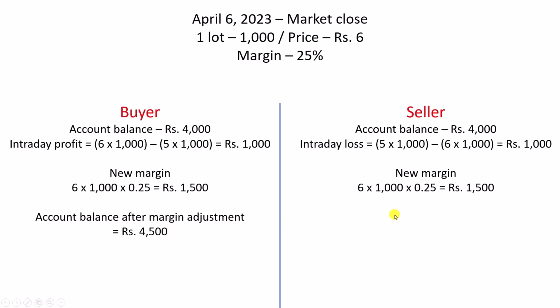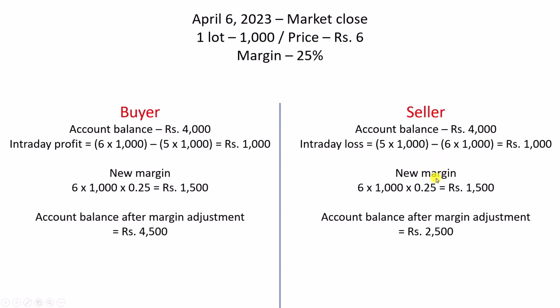Now coming to the seller's account, the seller had 4000 rupees as account balance. He was in loss of 1000 rupees. Then again he needs to pay 500 rupees margin money. So now think of the calculation like this: 4000 minus 1000. Why minus? Because he is in loss. So 3000 rupees. From that 3000 rupees, he needs to pay 500 margin money. So account balance after margin adjustment will be 2500 rupees. Okay, so I hope this is clear.